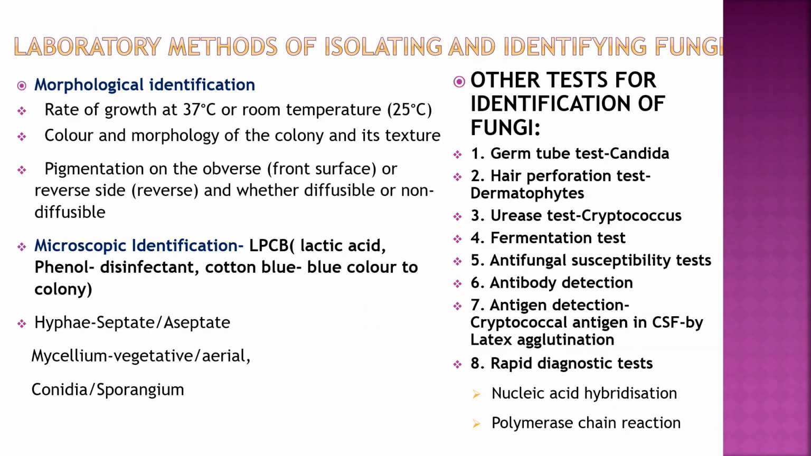Laboratory methods for identifying fungi. Morphological identification: rate of growth at 37 degrees or room temperature, 25 degrees Celsius. Color and morphology of the colony and its texture. Pigmentation on the obverse, that is front, and reverse, that is backside, whether diffusible or non-diffusible.